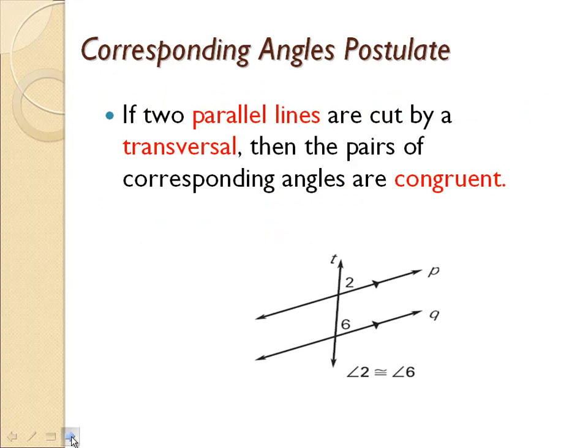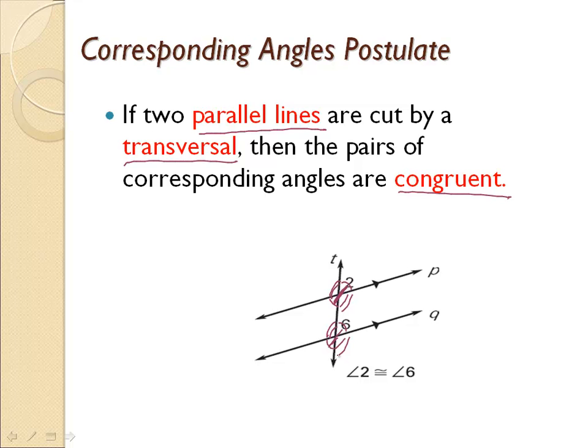So our first part, corresponding angles postulate, it says if two parallel lines are cut by a transversal, then the pairs of corresponding angles are congruent. So you talked about corresponding angles in the last lesson in 3-1, and you should know angle 2 here and angle 6 are corresponding, so they're congruent. These two angles would also be corresponding, so they're congruent. These two are corresponding and they're congruent. We know these are vertical, so they're the same. And then these two are corresponding, so they're congruent as well.